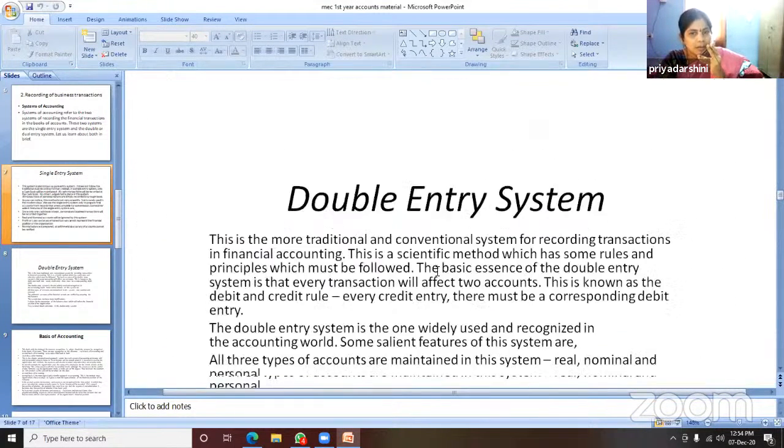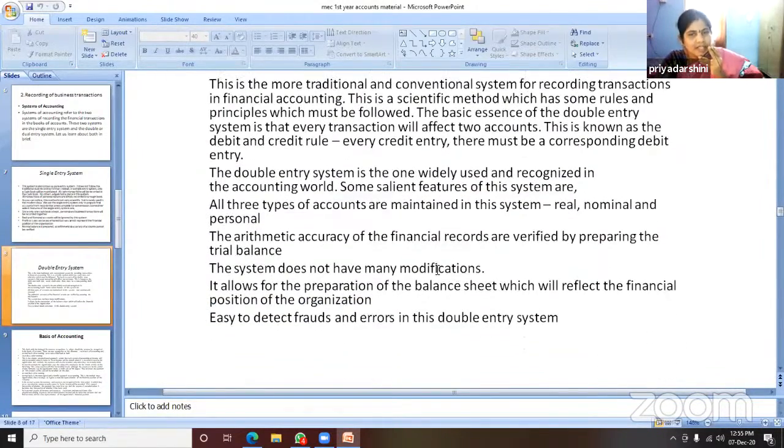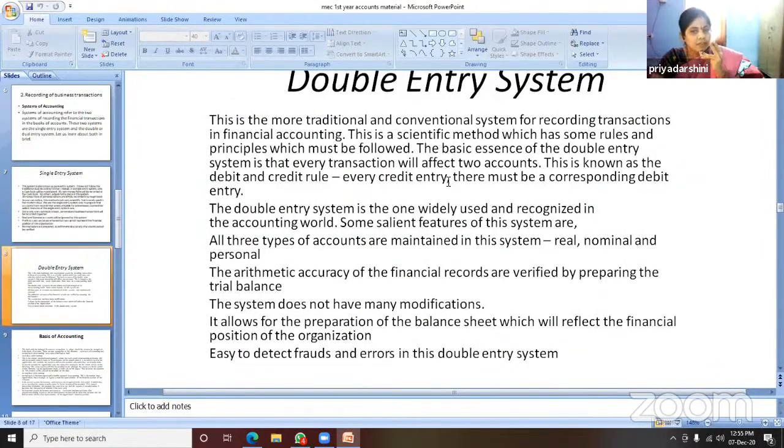Under double entry system, they follow a systematic method, that is the complete accounting cycle is followed. So any error or fraud is easy to detect. While preparing trial balance, we should get arithmetical accuracy, that means debit must be equal to credit. When it is not happening, we will cross refer.